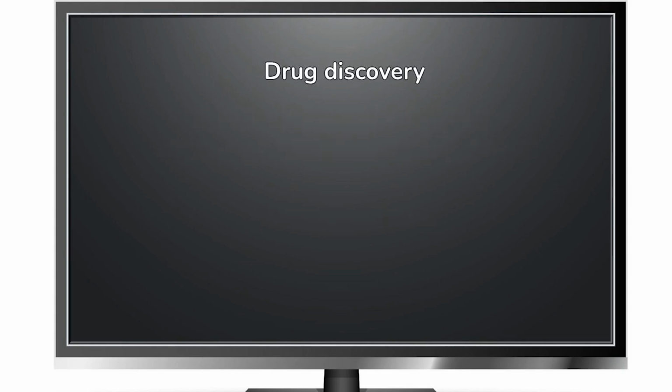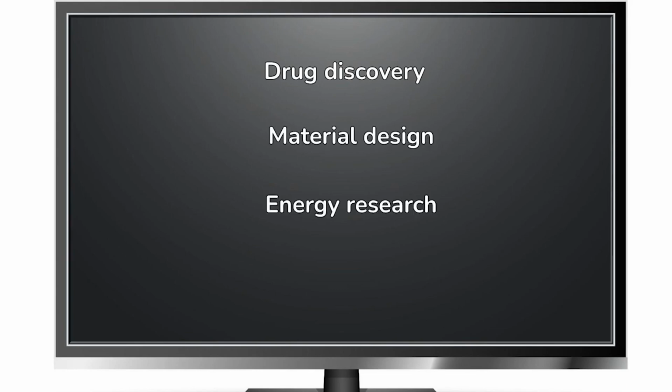This opens up incredible possibilities: drug discovery, modeling how molecules bind to proteins at the quantum level; material design, finding new superconductors or lightweight, ultra-strong materials; energy research, simulating efficient catalysts for hydrogen production or carbon capture; climate modeling, understanding complex chemical interactions in the atmosphere.